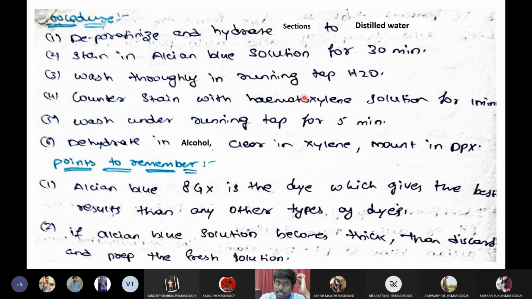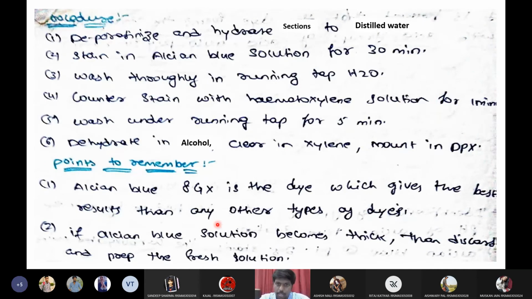So the procedure is very simple. First, you need to deparaffinize the tissue. Why are we deparaffinizing? Because we will get brain tissue samples, that is, brain biopsies. In the brain biopsy, you will have paraffin wax, so that paraffin wax needs to be removed. Then you need to stain with Alcian blue for 30 minutes. Then wash under water. Then counterstain with hematoxylin solution for 1 minute. Then wash under water. Then dehydrate with alcohol, clear with xylene, mount in DPX, and observe under the microscope.